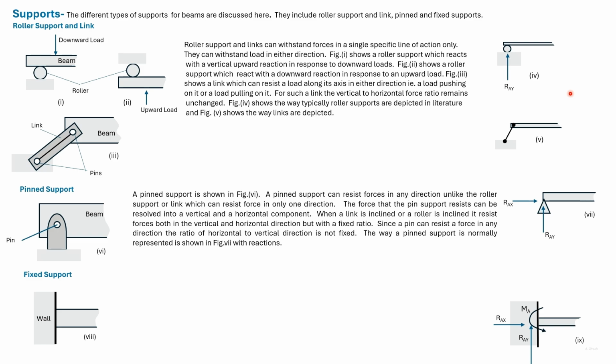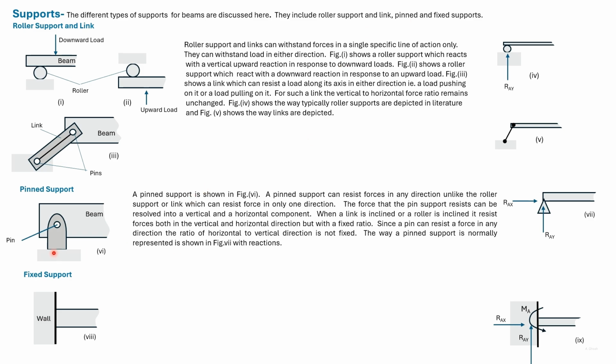A pin support cannot withstand a moment, but a fixed support can withstand a moment. A fixed support can also withstand vertical and horizontal forces of any ratio. With a fixed support, if the beam is of concrete, then it is built into the wall, and a steel beam may be welded to the wall.